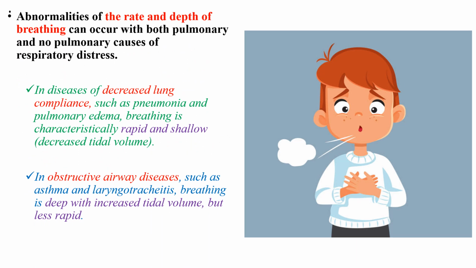Abnormalities of the rate and the depth of breathing can occur with both pulmonary and non-pulmonary causes of distress. For example, in diseases of decreased lung compliance, such as pneumonia and pulmonary edema, breathing is rapid and shallow. This is due to decreased tidal volume. Whereas in obstructive airway disease, such as asthma and croup, breathing is deep with decreased tidal volume, but it's less rapid.